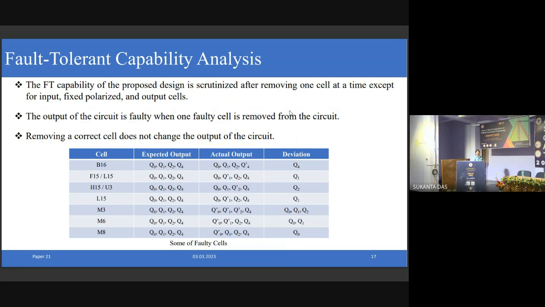Here, in the fault tolerant capability analysis, two types of cells are possible. First is a correct cell, and the other is a faulty cell. In case of a correct cell, whenever we remove the correct cell, the output of the circuit is correct.